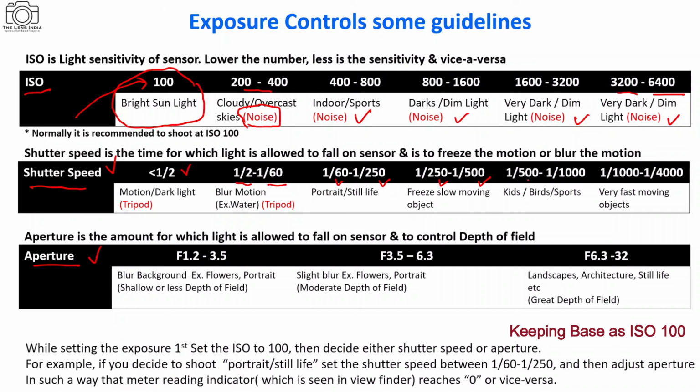Or even in wildlife, we need to select shutter speeds ranging between 1 by 500 to 1 by 1000. And when the subject is very fast, we can select a shutter speed ranging between 1 by 1000 to 1 by 4000. In some cameras, you may even have the setting of 1 by 8000, and you can go for that. So this is how we can select the shutter speed based on the situation.